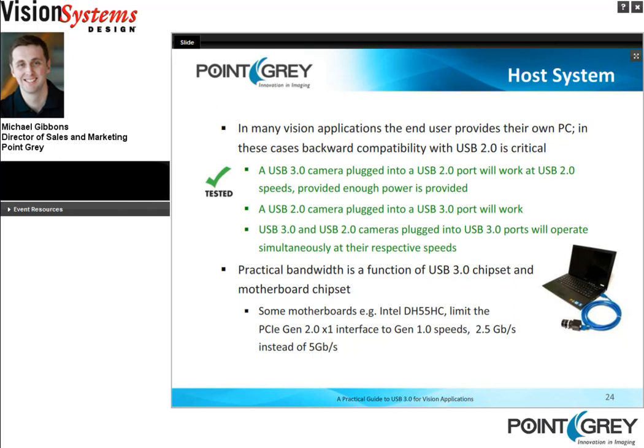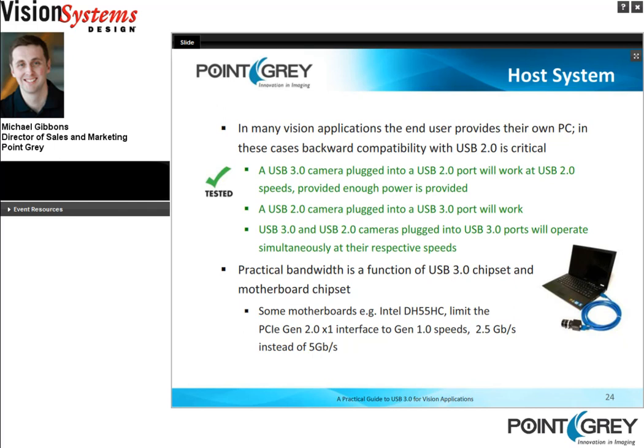A USB 2 camera plugged into a USB 3 port will also work. Again, it'll only run at USB 2 speeds. And then if you want to network both USB 3 and USB 2 cameras into a USB 3 port, that's again not a problem, and they'll both operate simultaneously at their respective speeds.